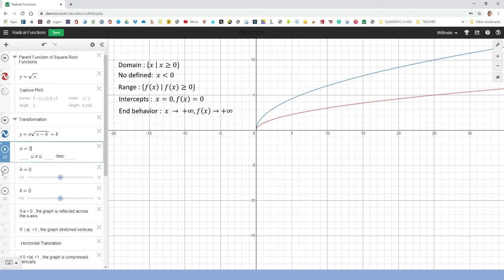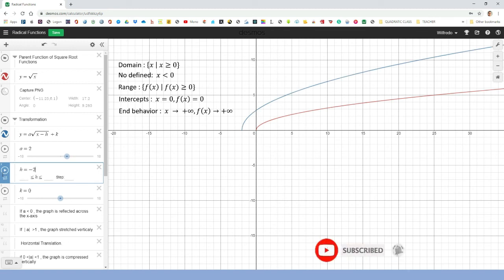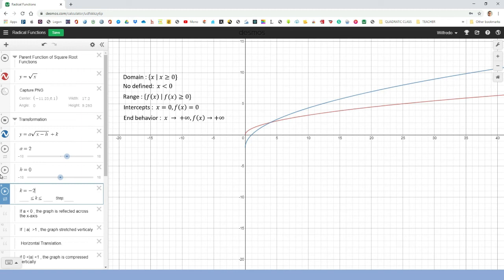Okay, and I move, for example, I change h to 2 to the right. If I move negative 2, it goes 2 to the left. But now, if I have here, for example, 0, and I move k 2 units, it moves up. But if this value of k is negative 2, it moves down. Now, using this software, you can create a graph that can help you to do the exercise.